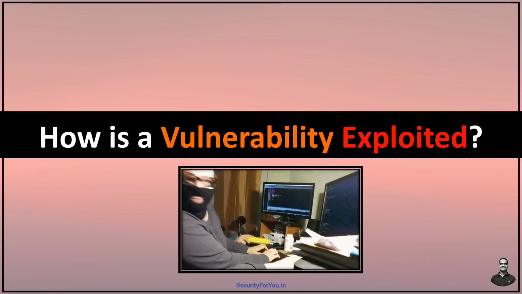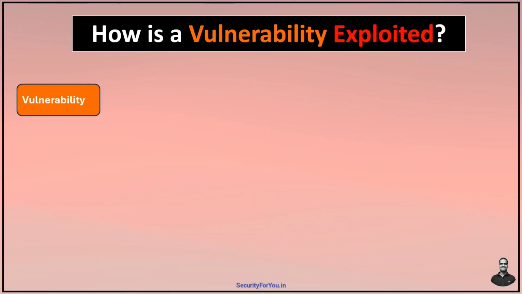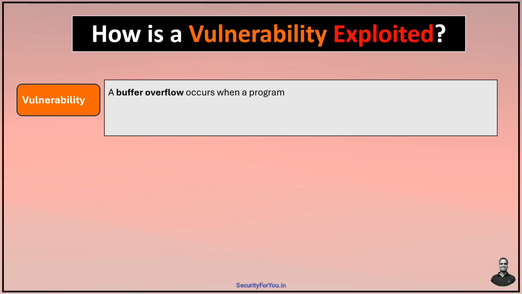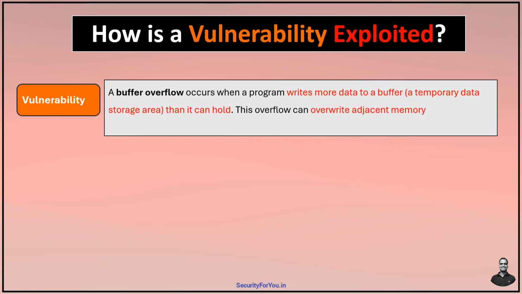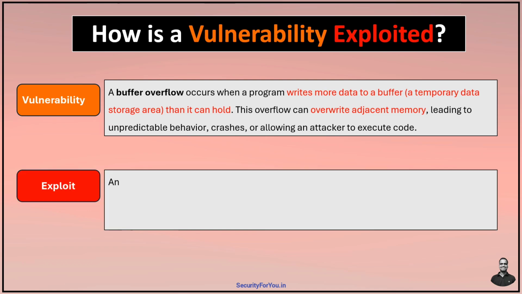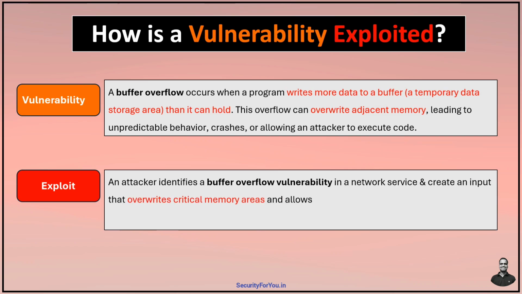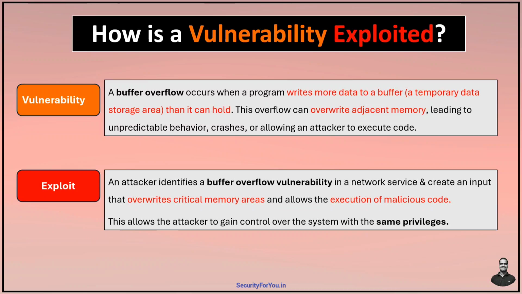For example, suppose there is a vulnerability of buffer overflow. A buffer overflow occurs when a program writes more data to a buffer, which is a temporary data storage area, than it can hold. This overflow can overwrite adjacent memory, leading to unpredictable behavior, crashes, or allowing an attacker to execute code. And the exploit is when an attacker identifies a buffer overflow vulnerability in a network service. They create an input that overwrites critical memory areas and allows the execution of malicious code. This allows the attacker to gain control over the system with the same privileges as the vulnerable service.